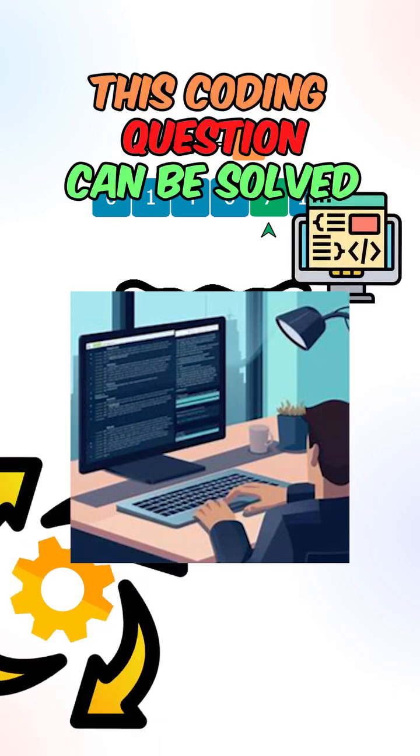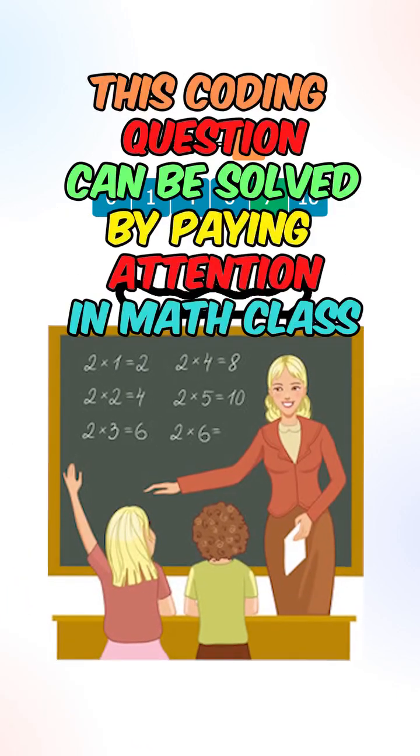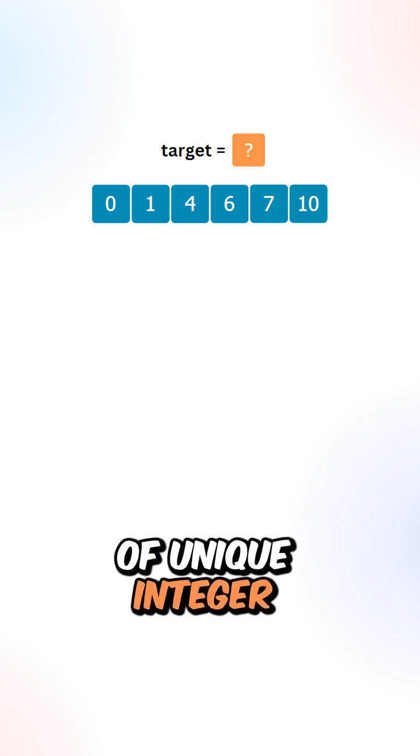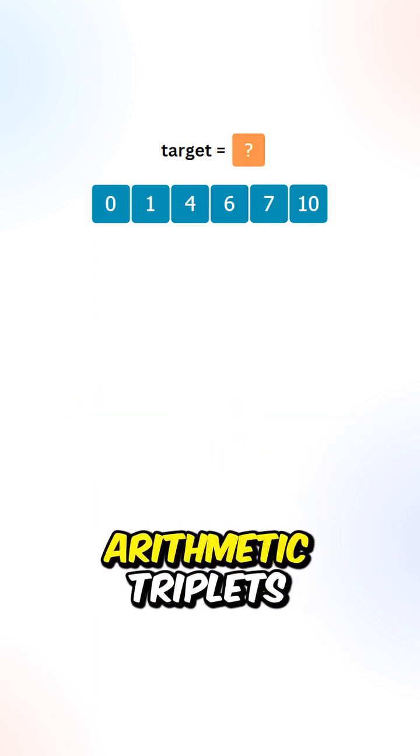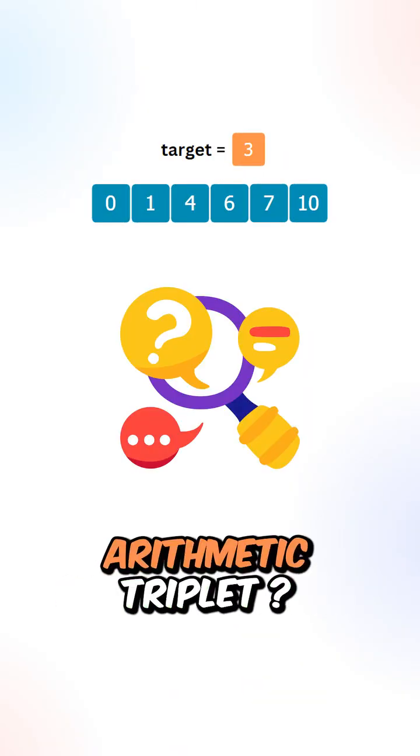This coding question can be solved by paying attention in math class. Given an array of unique integers sorted in ascending order and a target value, return the number of arithmetic triplets. Now, what is an arithmetic triplet?